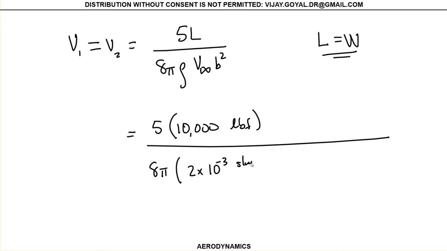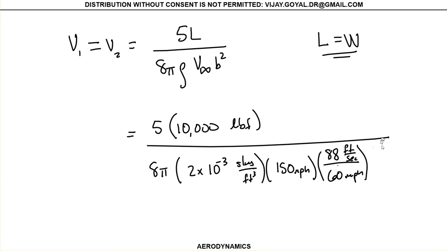This is slugs per cubic foot. Your velocity is given as 150 miles per hour. I need to convert that, but the conversion is given: 60 miles per hour is equal to 88 feet per second. And my b squared, this is 100 feet squared.